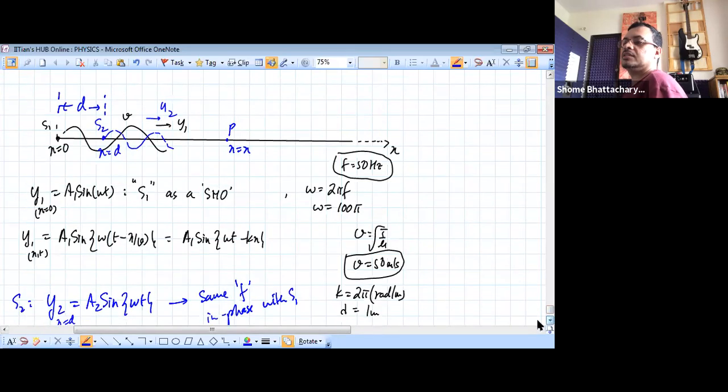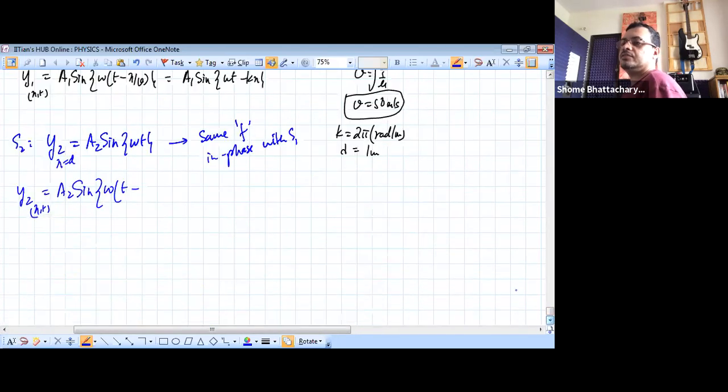So it's traveling a distance of... So this is where the understanding of fundamentals is very important. So how much will this become here? X minus d divided by d, or this whole term can be written as A2 sine omega t minus k into x minus d. So now you can see we've got the two wave equations.